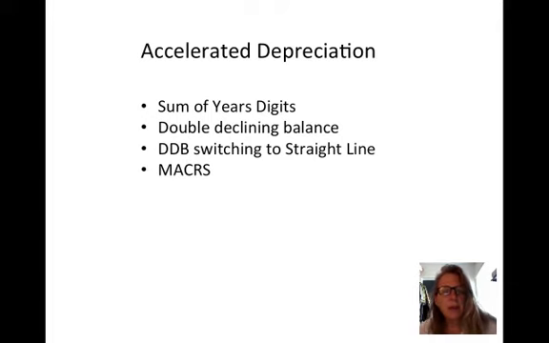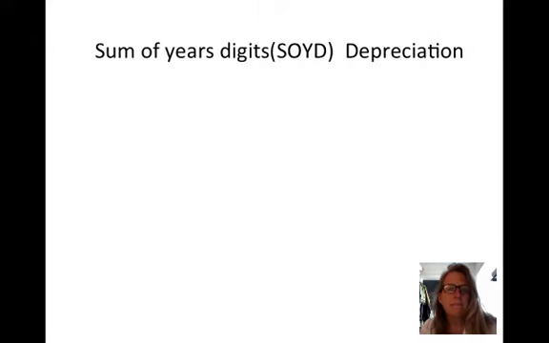In this video we're going to look at accelerated depreciation methods. We're going to look at sum of years digits, double declining balance switching to straight line, and MACRS.